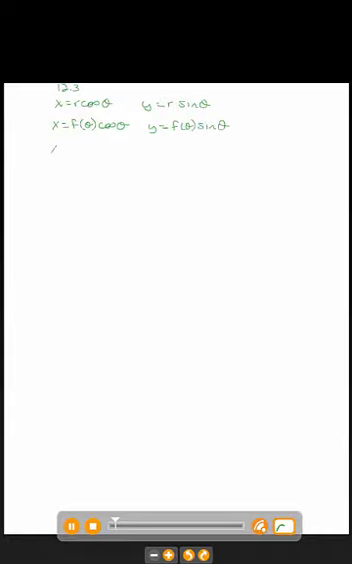Now, if I did the derivative of x, that would be a product rule, so it would be the first times the derivative of the second plus the second times the derivative of the first. And if I did that for y, y prime would be the first times the derivative of the second plus the second times the derivative of the first.